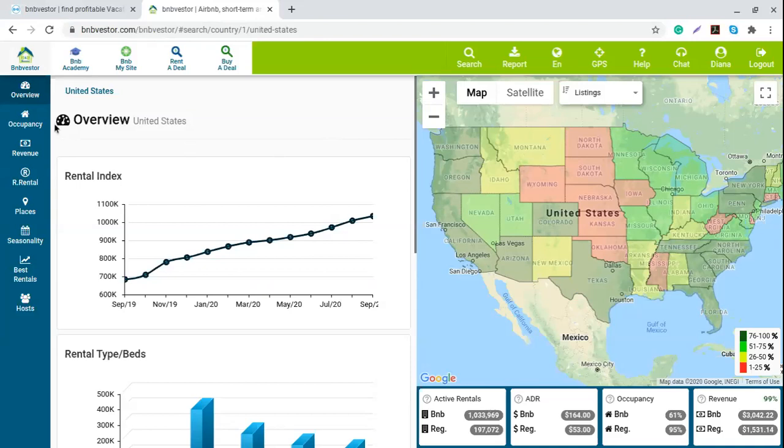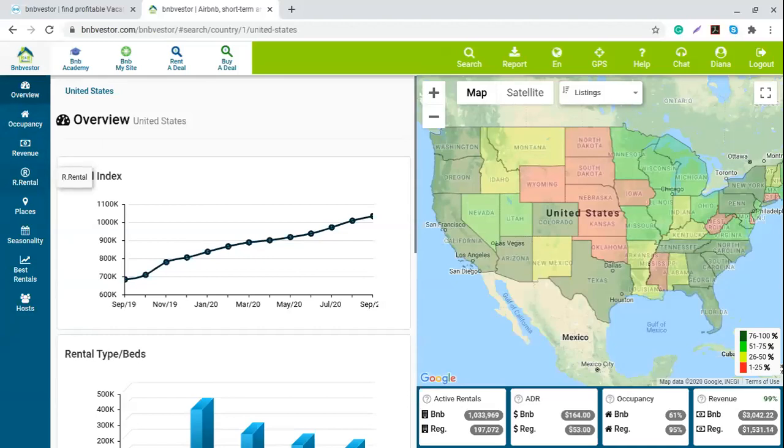Okay, so B&BVestor. It will show you this specific map view, or overview, right here. Let's go first to our left. Below B&BVestor, you will have these tabs for the system that are available for you. So you can see overview, depending on the area that you have there on the map, okay? You can see the occupancy, the revenue, the regular rental properties.